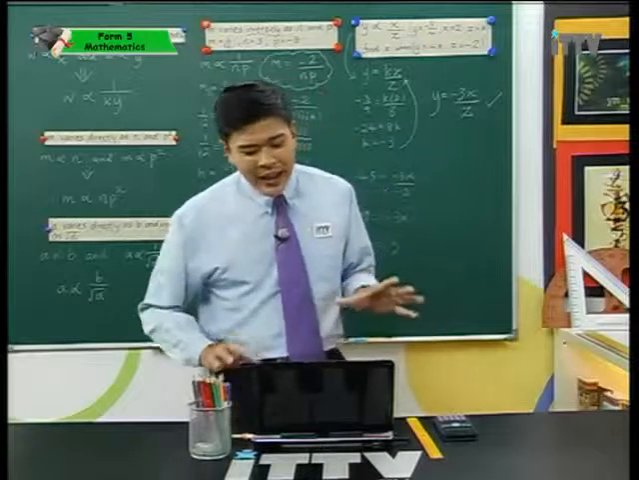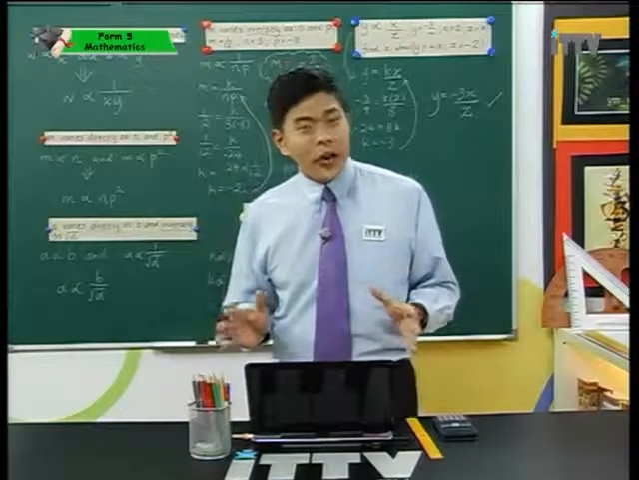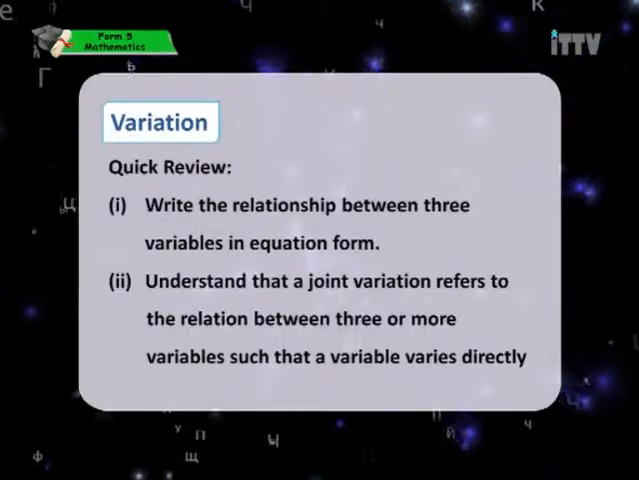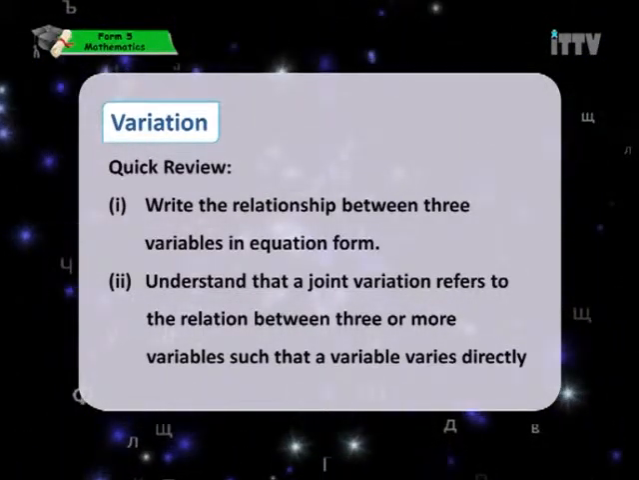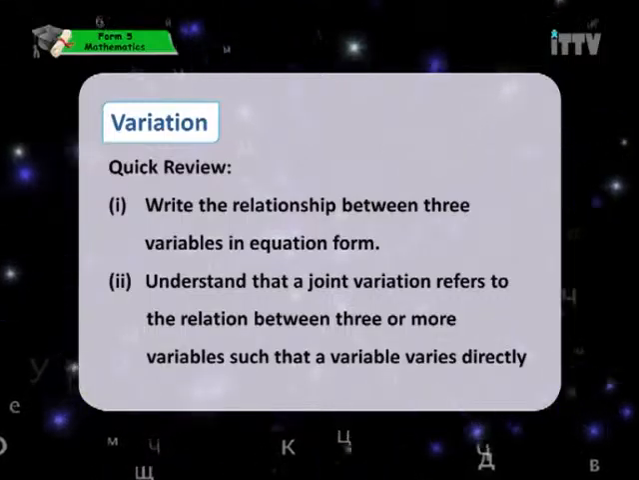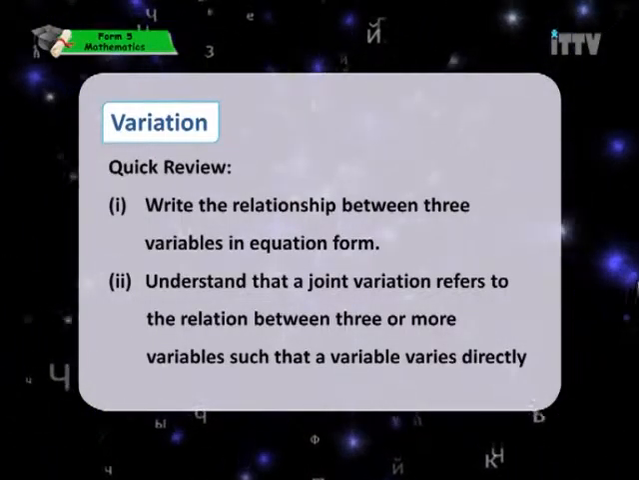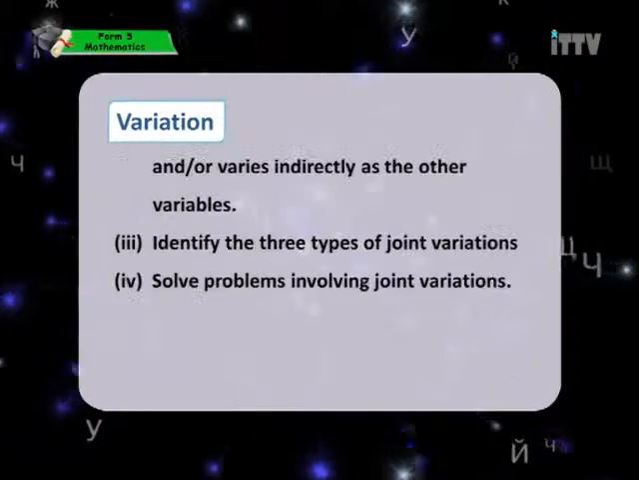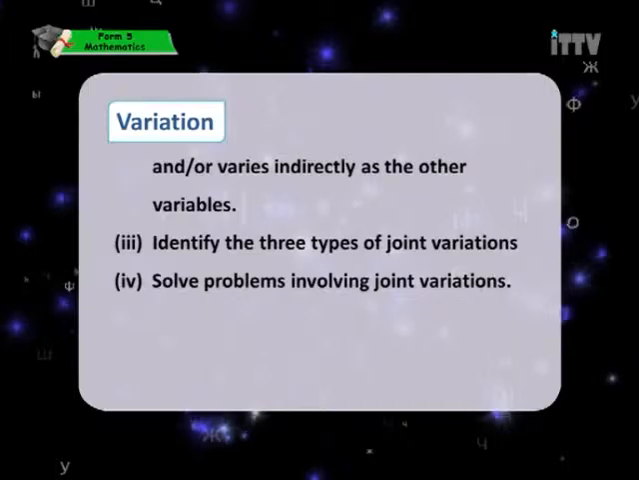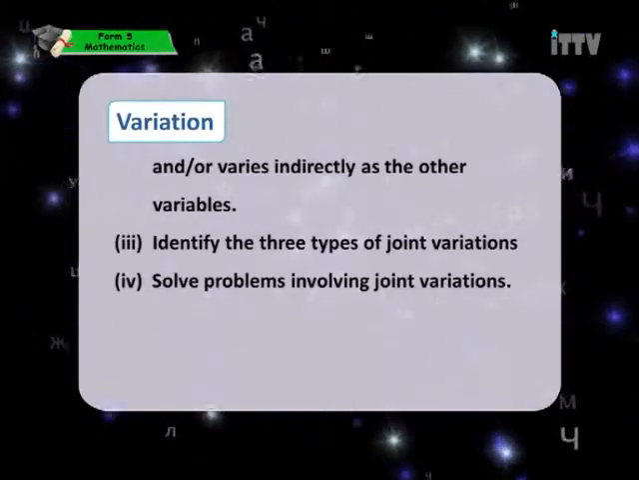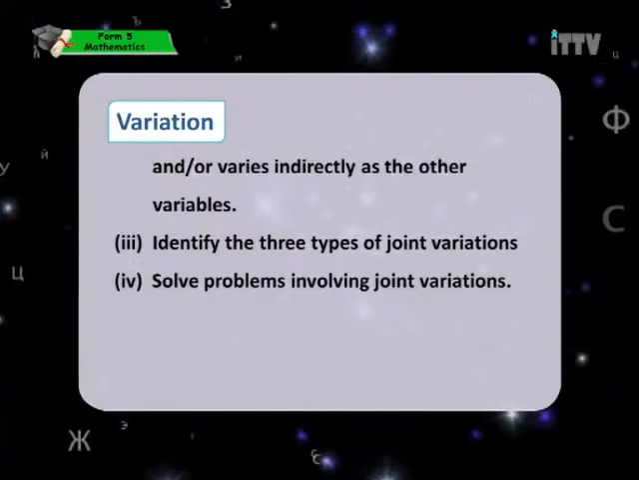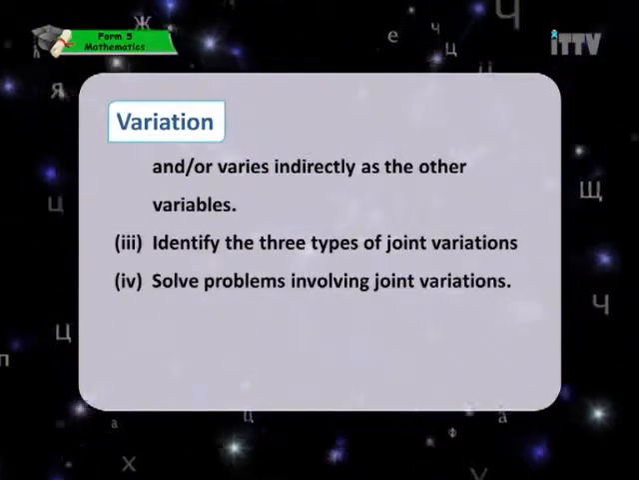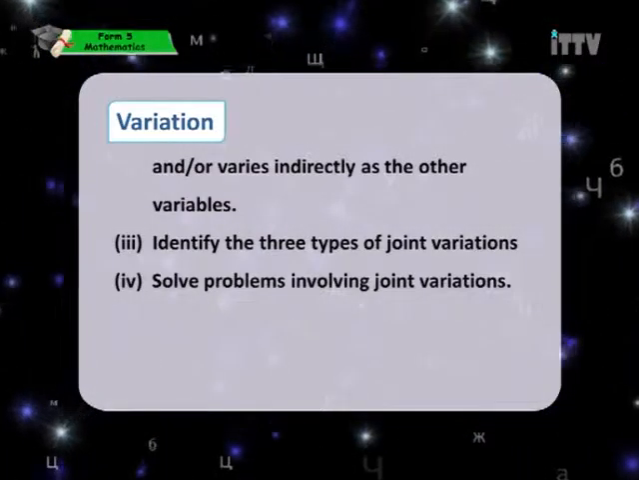Before we end this lesson, let's take a look at a quick review of what we've managed to learn in this lesson. Firstly, write the relationship between three variables in equation form. Secondly, understand that a joint variation refers to the relation between three or more variables such that a variable varies directly and or varies indirectly as the other variables. Thirdly, identify the three types of joint variations, and lastly, solve problems involving joint variations.